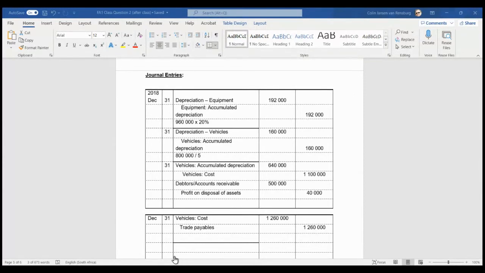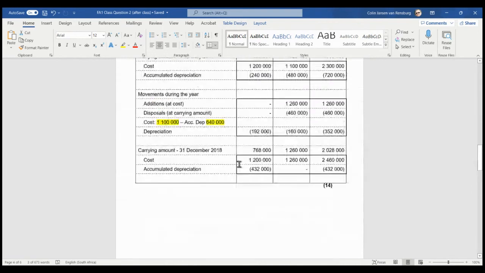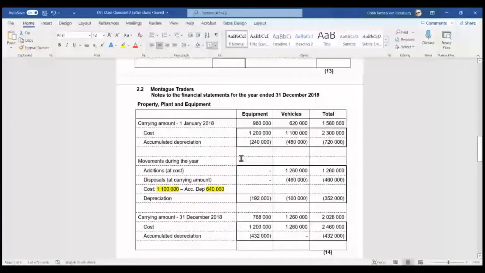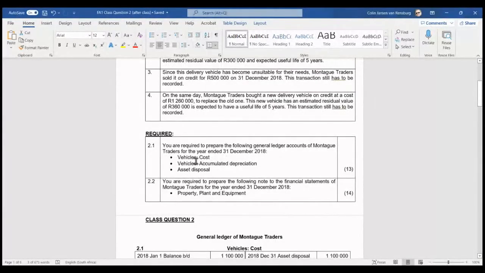Okay, right, ladies and gents, let's go and do our general ledger accounts now. Here we've got all our journals, so it's simply a matter of starting out our general ledger accounts with the opening balances, if they have opening balances, and then recording all of these transactions. So we see that there are three that we've got to go and do: vehicles cost, vehicles accumulated depreciation, and asset disposal.